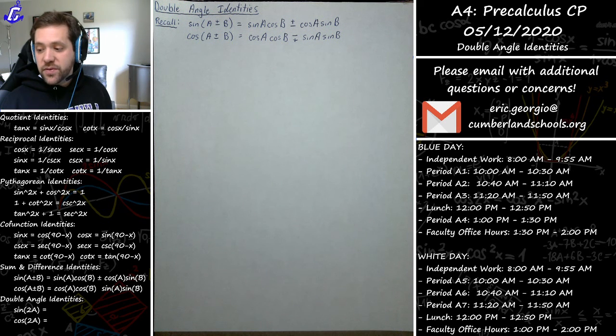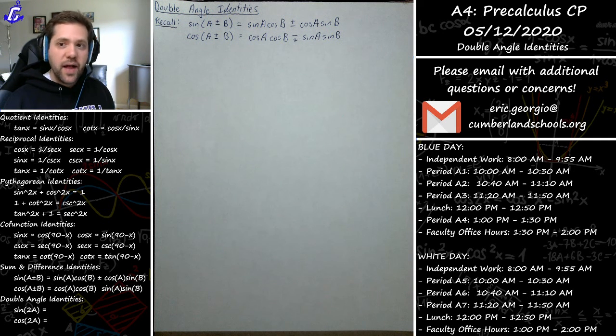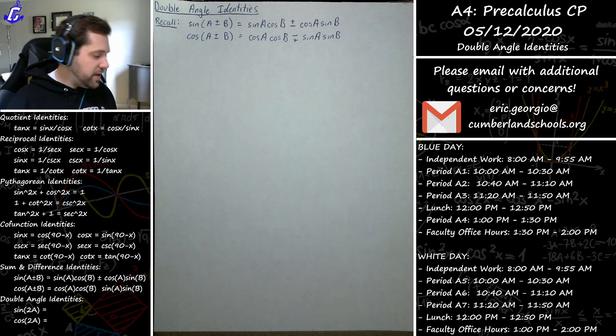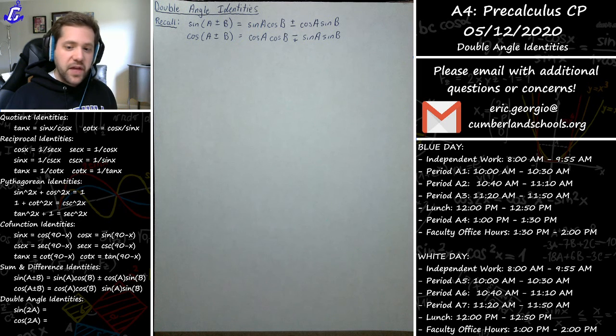Today, what I would like to do is talk about double angle identities as it relates to pre-calculus and all the trig stuff we've been doing. You may have noticed I updated the little sidebar right below me to feature all of the other identities we've been doing. The sum and difference got added, the cofunction stuff.